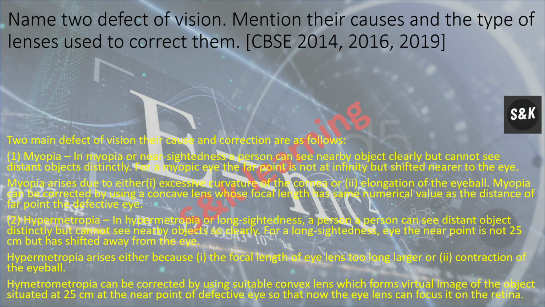Second, hypermetropia. In hypermetropia or long-sightedness, a person can see distant objects distinctly but cannot see nearby objects so clearly. For a long-sighted eye, the near point is not 25 cm but has shifted away from the eye. Hypermetropia arises either because the focal length of the eye is too long or due to shortening of the eyeball.